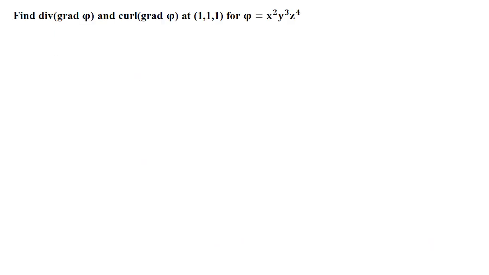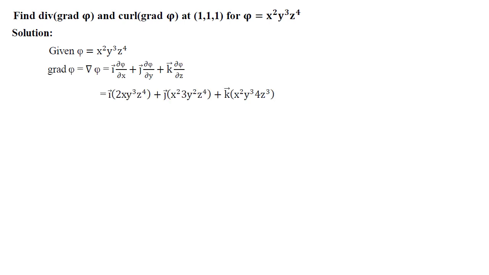Find the divergence of gradient of phi and curl of gradient of phi at (1, 1, 1) for phi is equal to x² y³ z⁴. To find the gradient of phi, we know the formula which we have seen already in the presentation of vector calculus part 1. So del phi is going to be equal to i vector ∂phi/∂x + j vector ∂phi/∂y + k vector ∂phi/∂z.